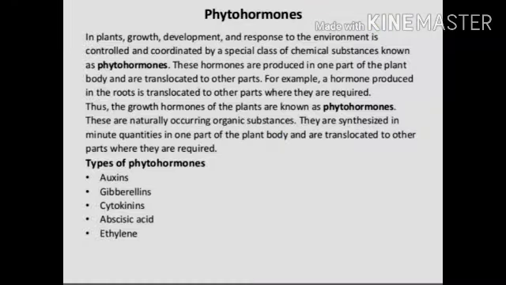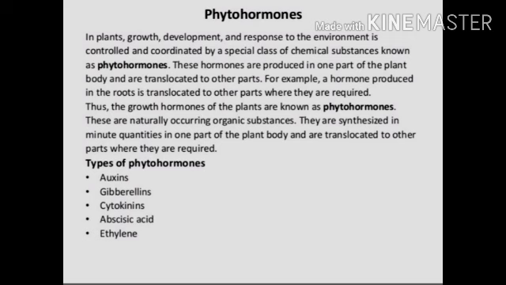Now plant hormones. So let's start with phytohormones. In plants, growth, development and responses to the environment are controlled and coordinated by a special class of chemical substances. These are known as phytohormones. These hormones are produced in one part of the plant and translocated to other parts. For example, a hormone which is produced in a root is translocated to other parts where it is required, that means toward its target site.